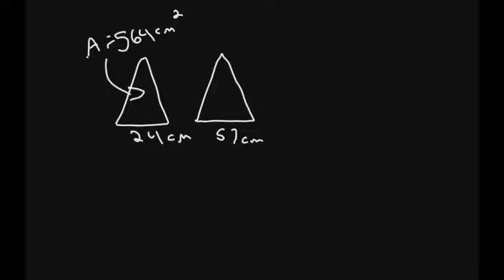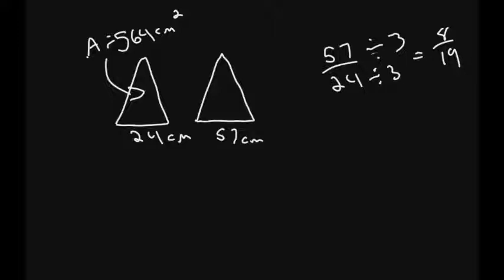Alright, so let's put that into practice. I gave you two triangles there, gave you side length, and I gave you the area of one. So make that ratio. Just because I've done this for a long time, I'm going to make my ratio 57 over 24. Now I can reduce that. Both of those are divisible by 3. Divide them both by 3, and I'm going to get 19 over 8. Now since I'm doing area, I have to take that 19 over 8 and square it.